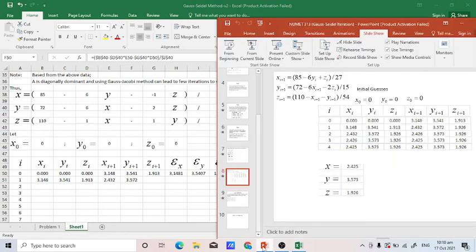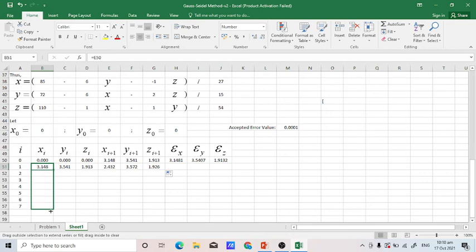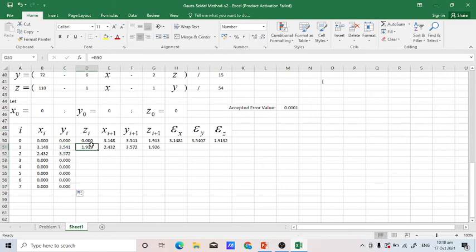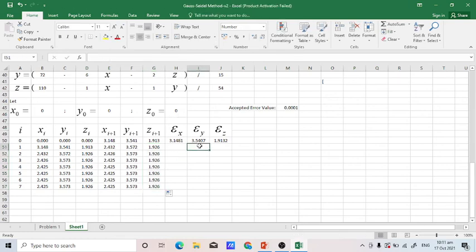3.572. Yes. 1.926, tignan naman natin. 1.926, yes. Oo, pwede na yan lahat. Drag down natin hanggang 7. Tapos ganun din dito, i-drag down natin to.